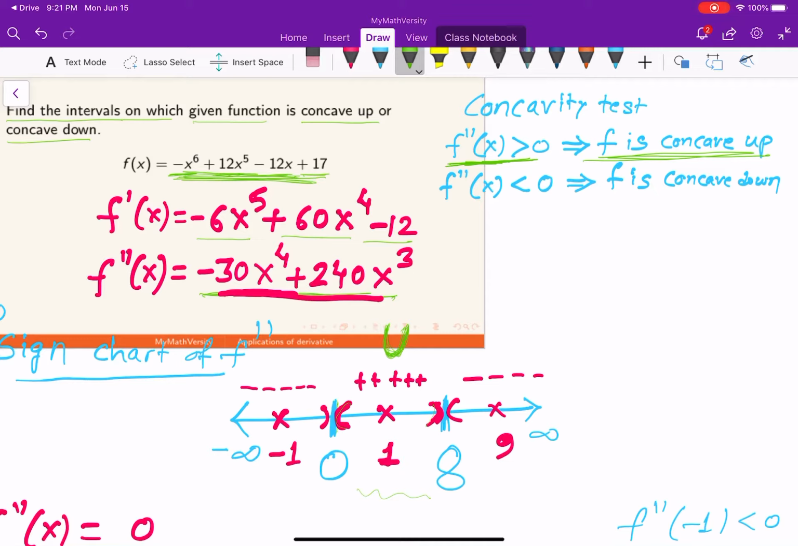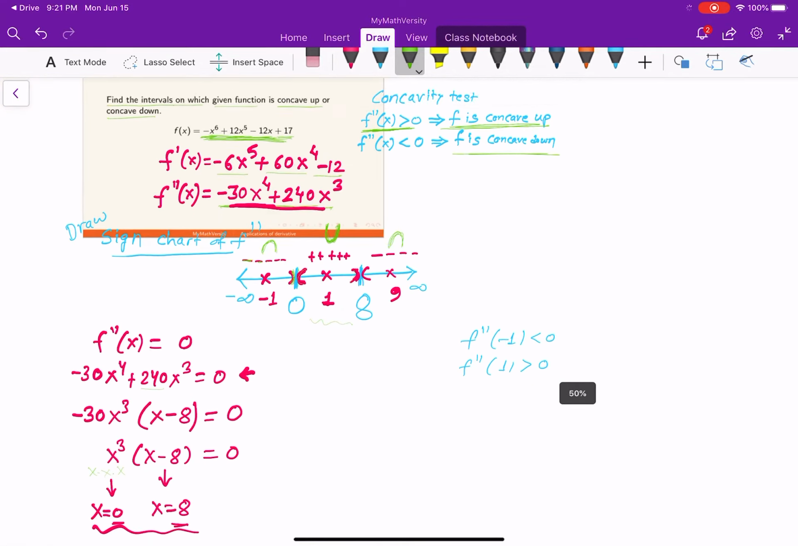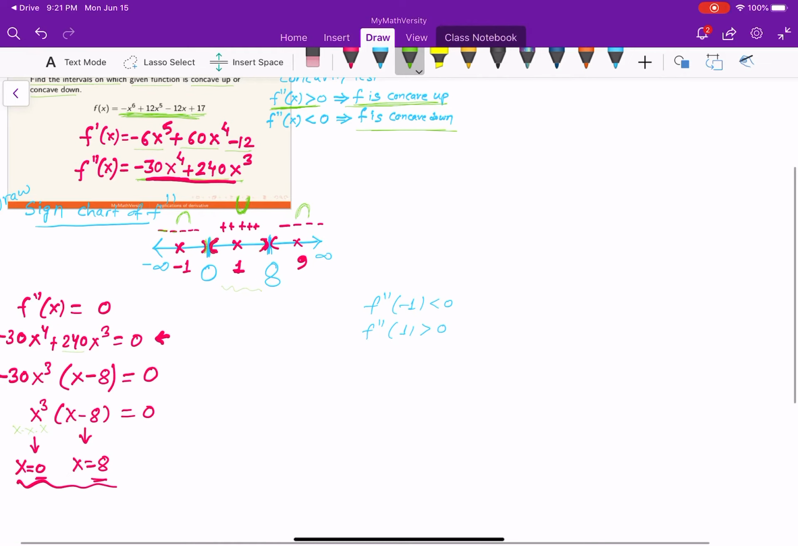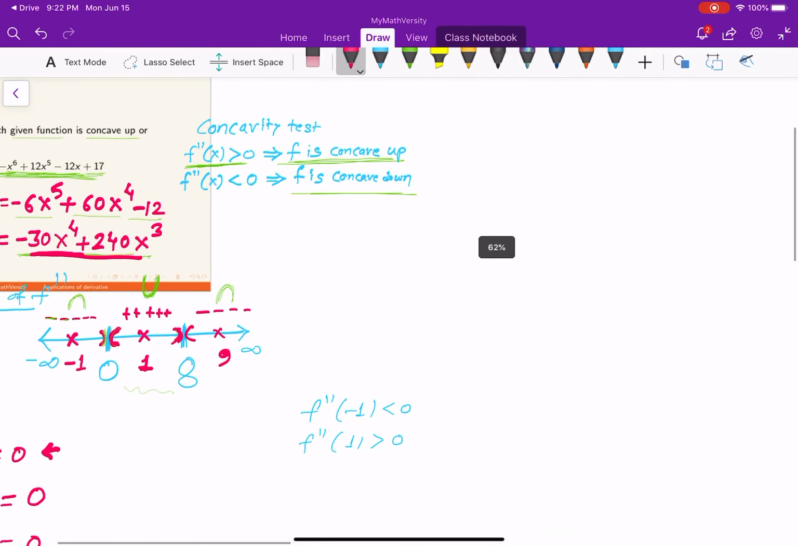In a similar way, from negative infinity to 0, you can see that the sign of the second derivative is negative. So by the concavity test, the function is concave down there. In the same way, from 8 to infinity, the function is concave down. I was able to write down those symbols, or that fact, because of the concavity test. Because I applied the concavity test, now I know where the function is concave up and where the function is concave down.